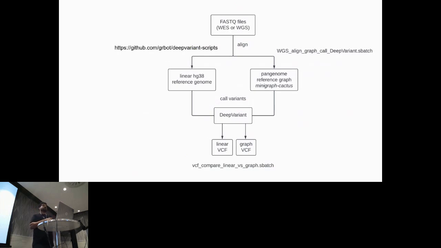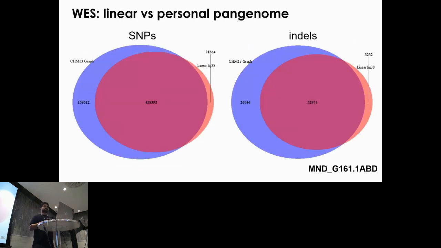Then they can do the variant calling against the linear reference and the graph reference, and then compare both the VCF files from the linear and the graph. Here is one of the samples from one of the patients from a neurogenomics lab, a neuroscience institute in UCT. As you see, there is a significant difference, almost the majority of the differences between the CHM13 graph and the linear reference. As you see, there is a significant difference for the graph one.